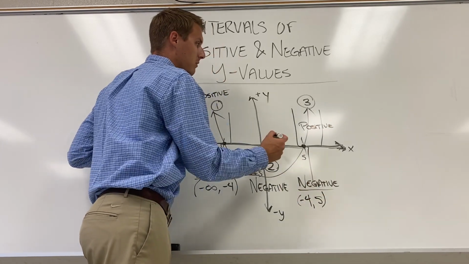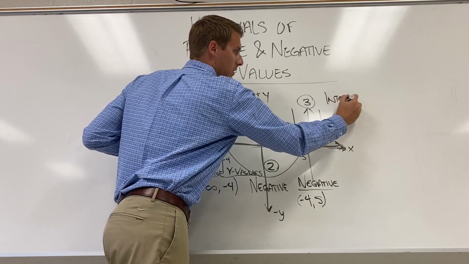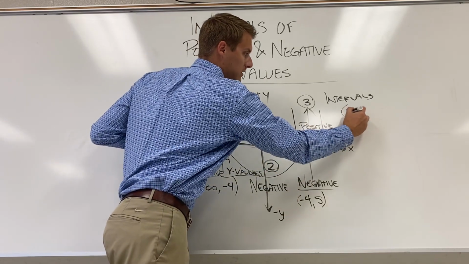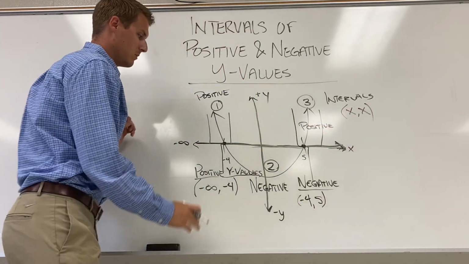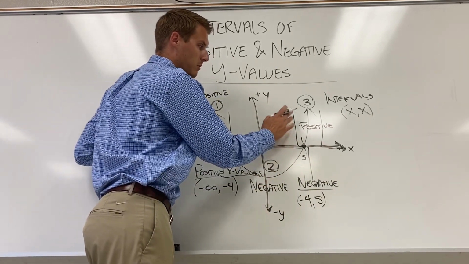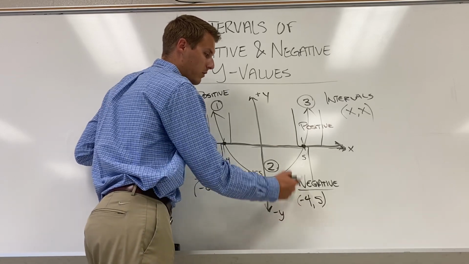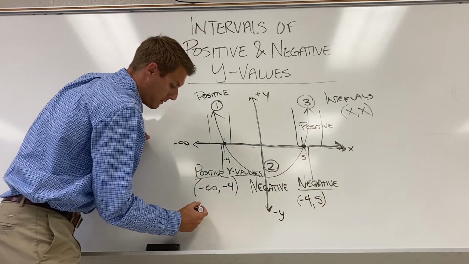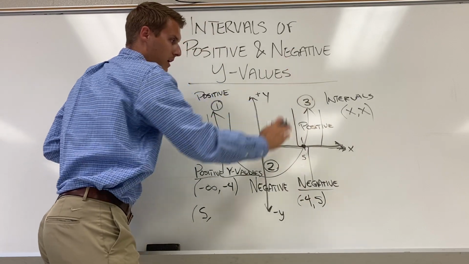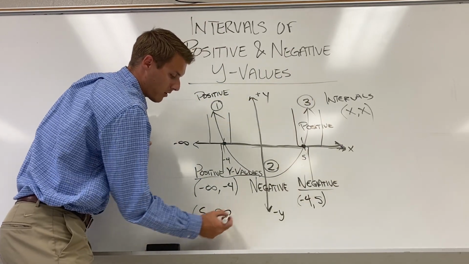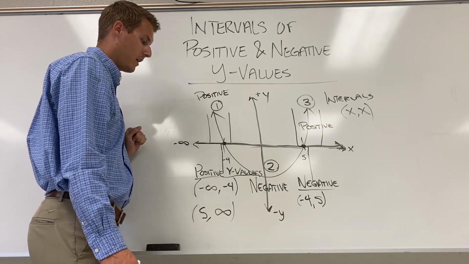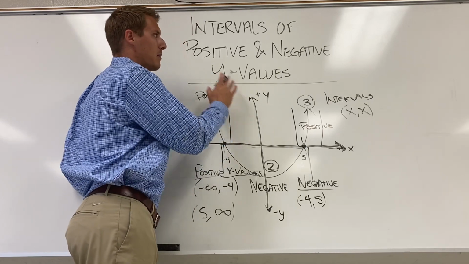So remember, intervals get written as x to x. I'm looking for my x values. I don't care about what the y values are. I just care if they're positive or negative. Okay, so I've got negative 4 to 5, and then I stopped at 5, which means I got to pick up at 5. And I'm going to go off forever in the x direction, and y's are going to go up forever. So they're always going to be positive. I'm going to go up to infinity.